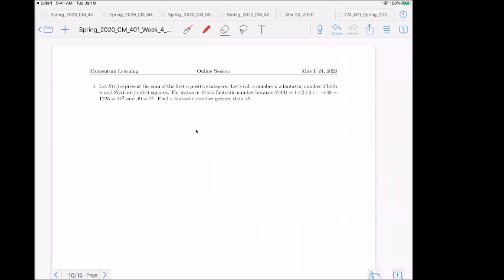S of n represents the sum of the first n positive integers. Let's call a number n a fantastic number if both n and S of n are perfect squares. For instance, 49 is a fantastic number because S of 49, 1 through 49, is 1225, and 49 is 7 squared. Find a fantastic number greater than 49. Let's try this problem here.